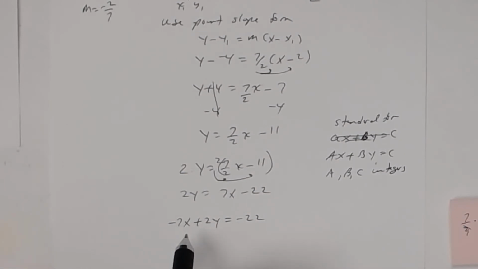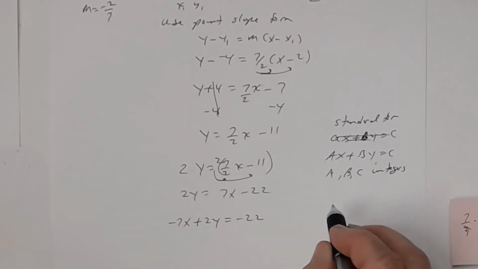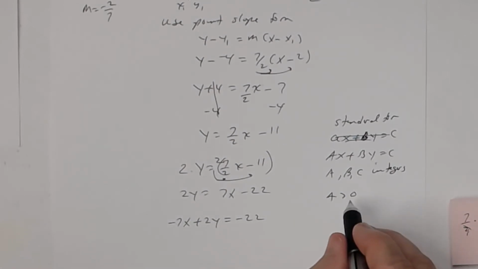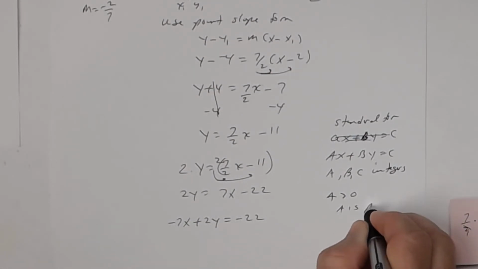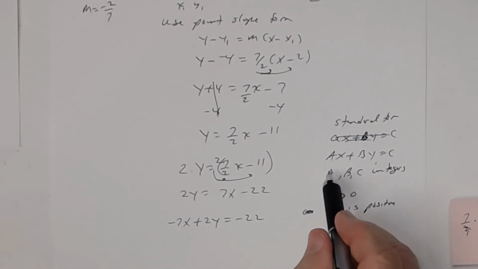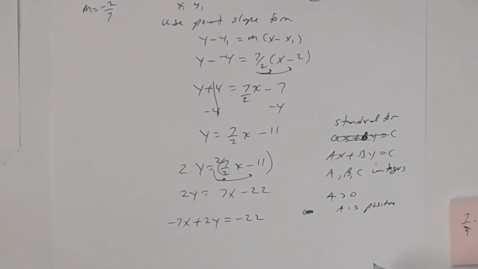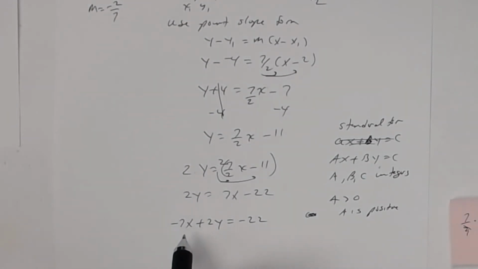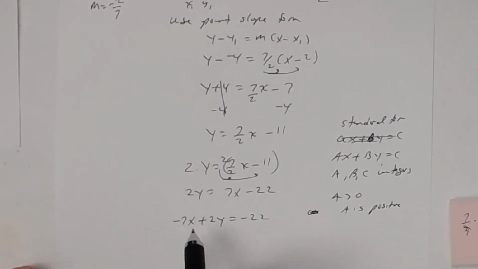All right, now, depending on the textbook, some will say you want a to be positive, so greater than 0. When I say a is positive, I mean the coefficient of x. So you want the coefficient of x to be positive. In this case, it's negative. Now, if you left it like this, I'd be fine, because some textbooks will say you just want a, b, and c to be integers. It does not say whether a has to be positive or not. So if you left it like this, I'd be fine.